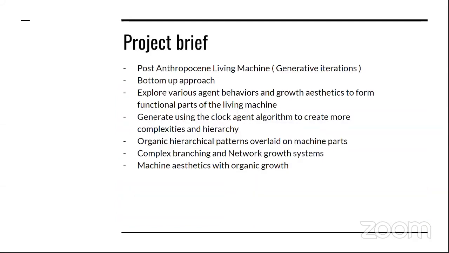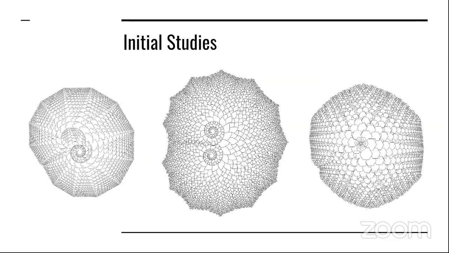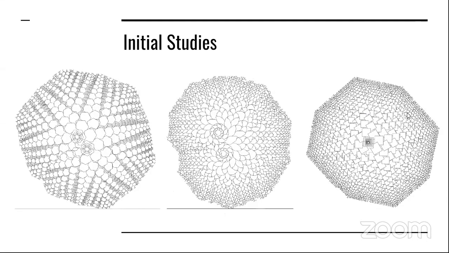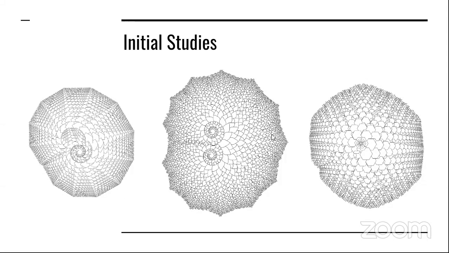And he would make some really good drawings and illustrations, so I was inspired by those. And as I already said, because we are in a post-Anthropocene world, I was more interested in exploring human or machine expressions. When I was learning about the clock stack algorithm, I did a few initial studies. What I noticed was that the agents which have very sharp 90 degree turns appeared to be more machine-like, like this one here. And the others were tending to look more organic in form.